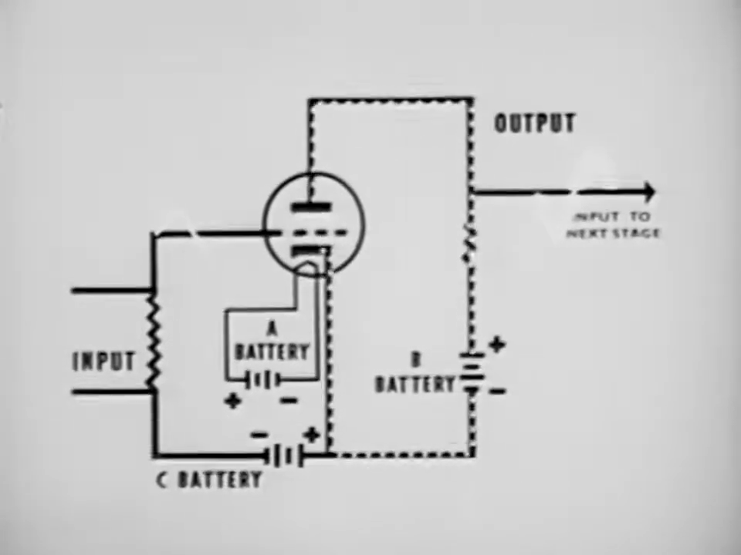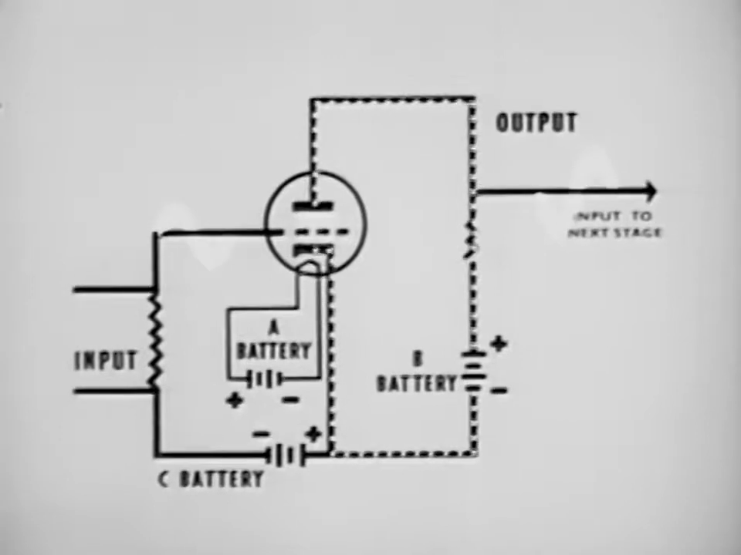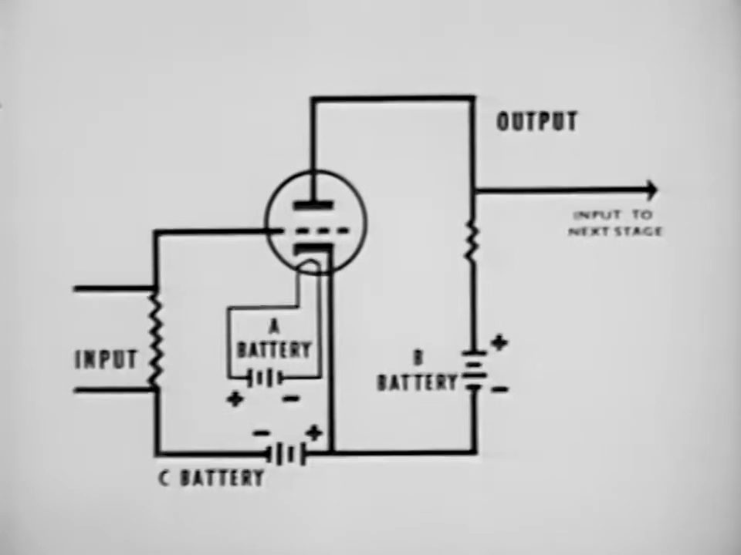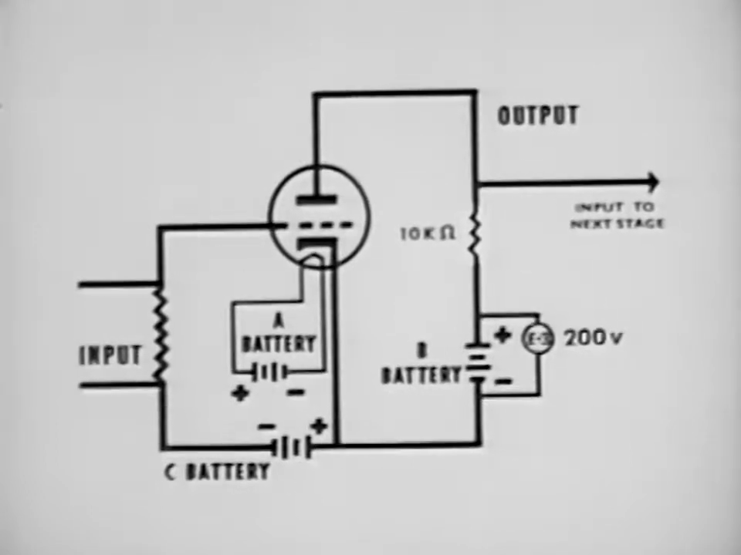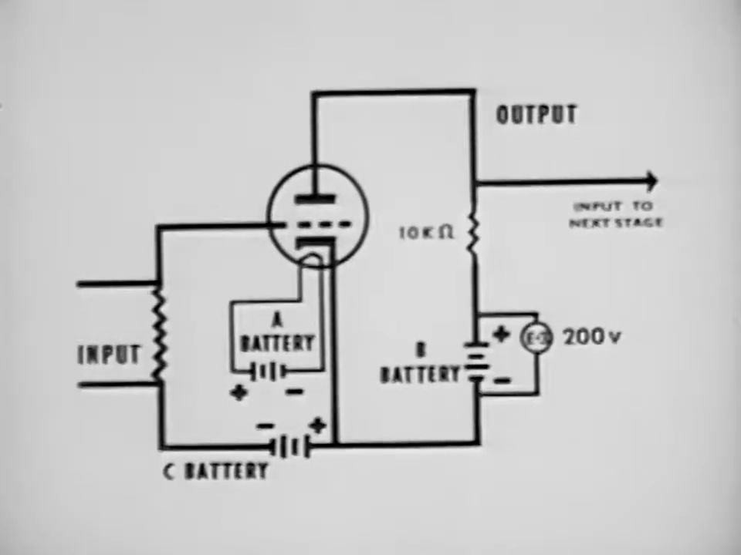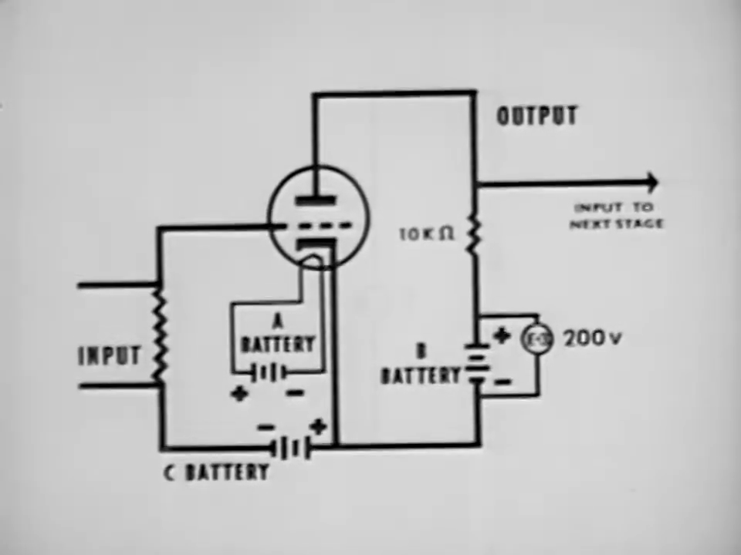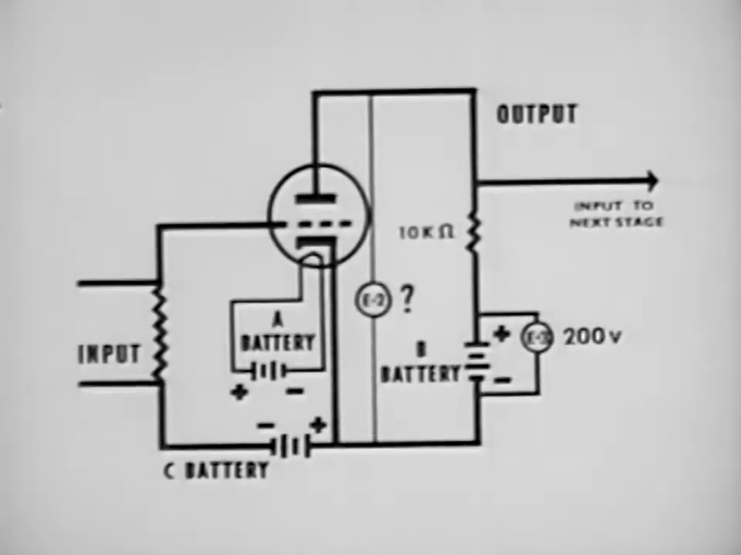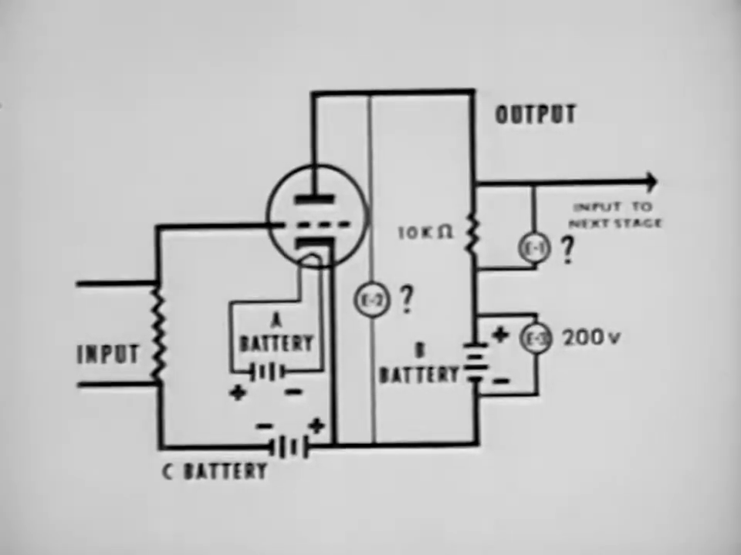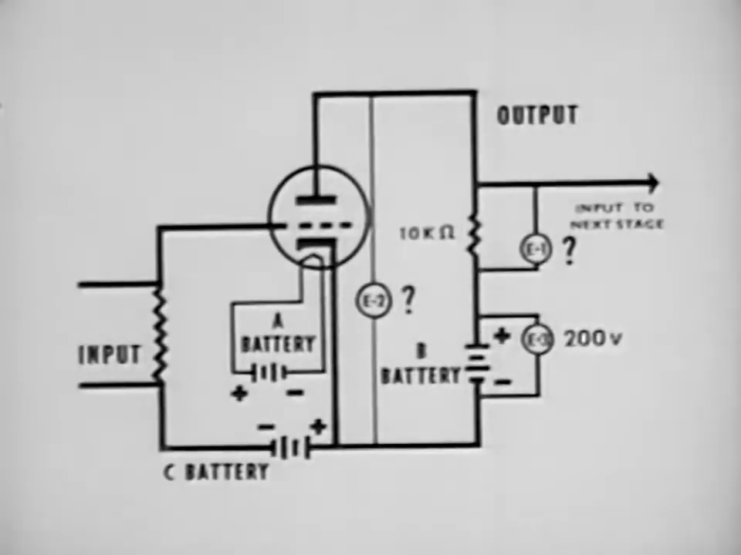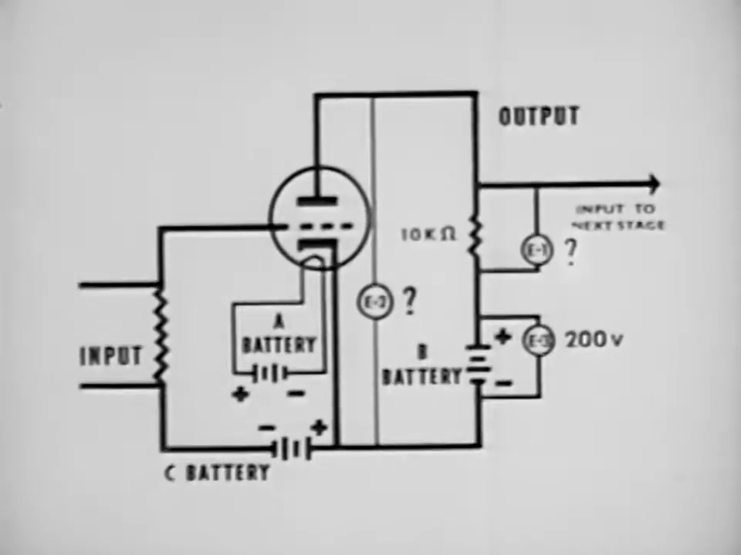It should be noted that the output voltage and the input voltage are 180 degrees out of phase with each other. Now, suppose we place some values here. The B battery has a potential of 200 volts, and the load resistor is 10,000 ohms. To compute E2, or the difference in potential between the plate and cathode, we must subtract E1, or the drop across the load resistor, from E3, or 200 volts. Therefore, we must first compute E1.